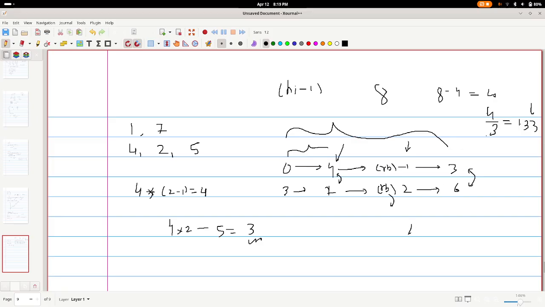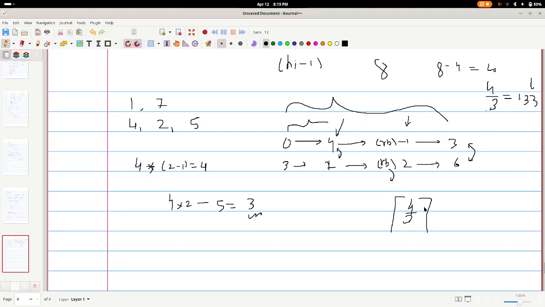So yeah, this is what I mean. I have to round up, not round down the integer, not round down the division. I have to round up. So yeah, 4 by 3 is 2. So as you can see, two rollbacks are required.